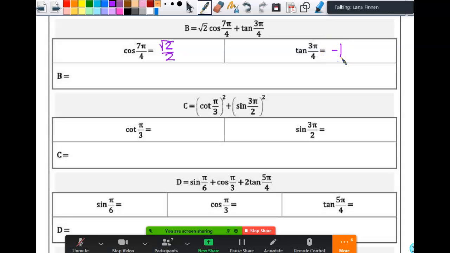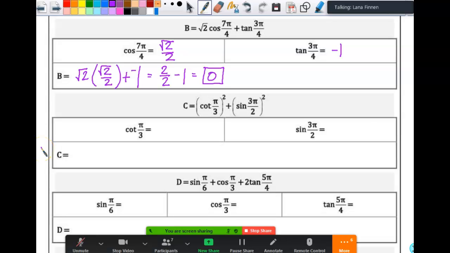So now I substitute it into this expression right here, and I'm going to get the square root of 2 times the square root of 2 over 2 plus a negative 1. Okay, so what's the square root of 2 times the square root of 2? Square root of a monkey times the square root of a monkey is a monkey, right? So the square root of 2 times the square root of 2 is 2. So this is going to give me 2 over 2 plus a negative 1, so minus 1. So basically that's 1 minus 1, which is 0.